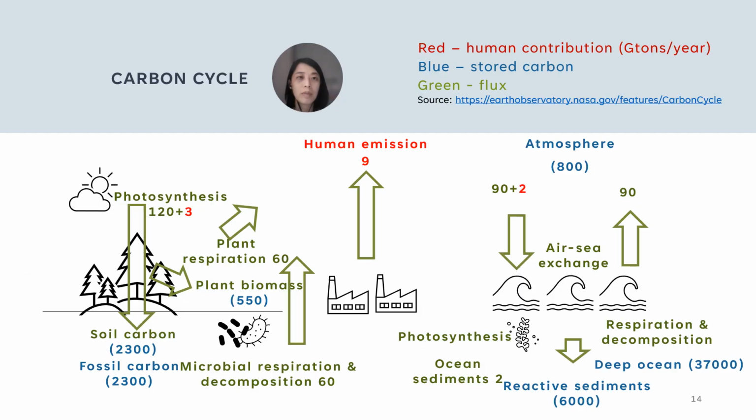This is our carbon cycle, which is affected by human activities. The red number shows the carbon released from human activities. The blue number is the carbon stored, and the green arrow shows the flux of carbon.